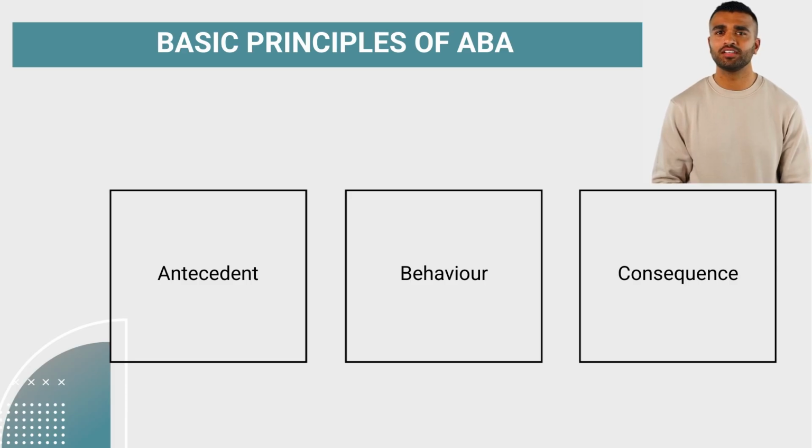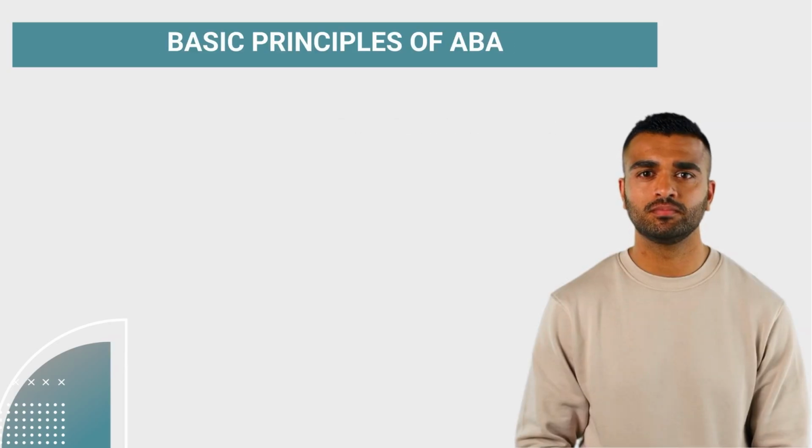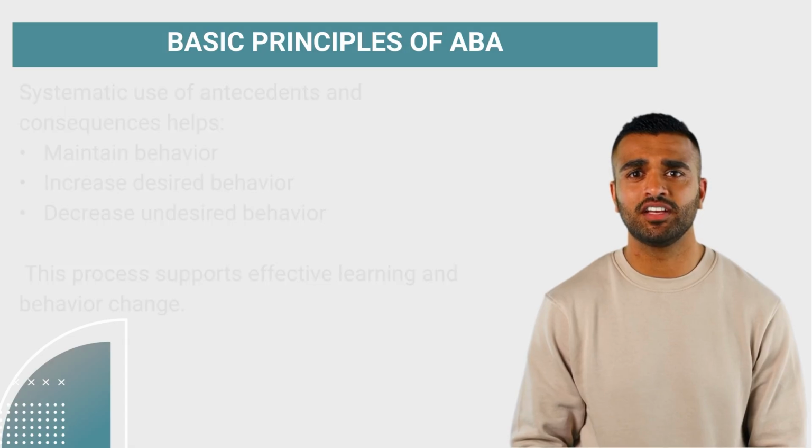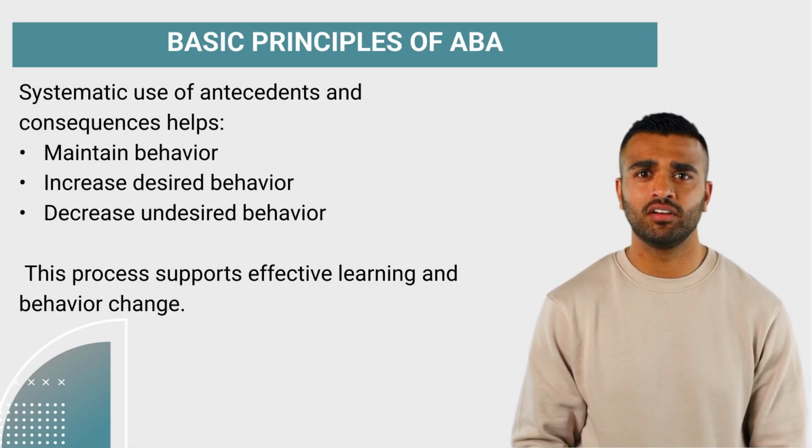In ABA, you will see something called the three-term contingency, which looks like the following: antecedent, behavior, and consequence. Systematic use of antecedents and consequences helps maintain behavior, increase desired behavior, and decrease undesired behavior. This is how learning and behavior change will occur.